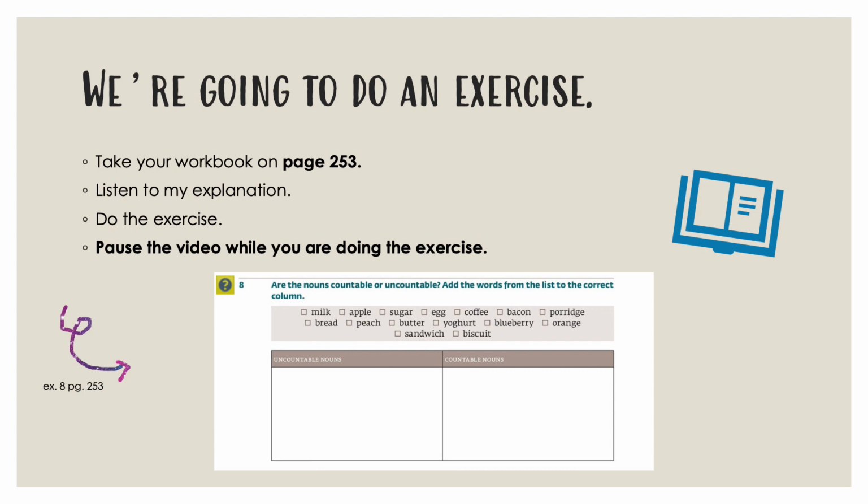On page 253, at the bottom of the page, you see exercise 8. You see a lot of words, and these words are food items, and you are going to have to put them in the correct column. So, are the nouns countable or uncountable? Add the words from the list to the correct column. For example, if you think that milk is an uncountable noun, which it is, then you're going to add it to the column of uncountable nouns. Now pause the video and do the exercise.